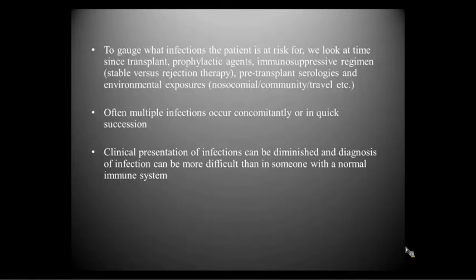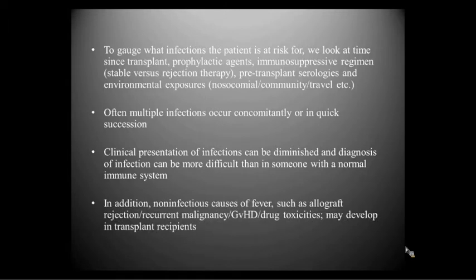All right, so just to summarize the approach, to gauge what the patient is at risk for, we're looking at how long it's been, what prophylactic agents you're on, what your immune suppressive regimen is, is it stable or are you undergoing rejection therapy? We of course look at pre-transplant serologies and environmental exposures. Other things to remember is that you can often see multiple infections in these patients. Clinical presentation can certainly be subtle, and it can be harder to diagnose infections than in someone with a normal immune system. And then we must always keep at the back of our mind non-infectious causes of fever, such as allograft rejection, graft versus host disease, etc.